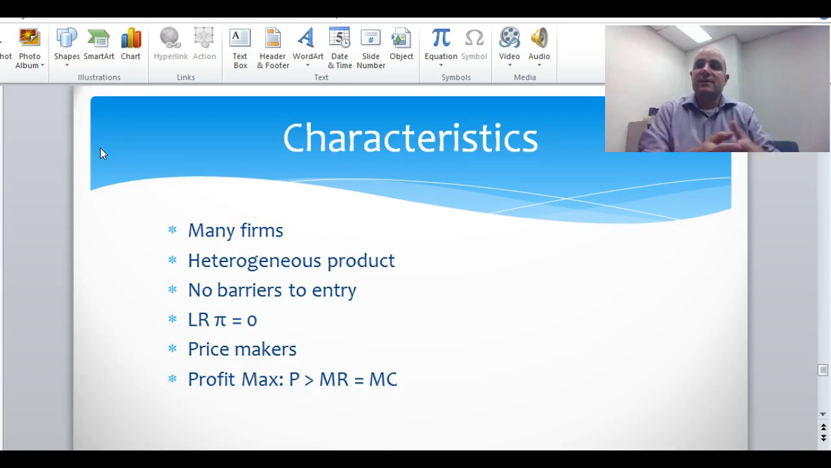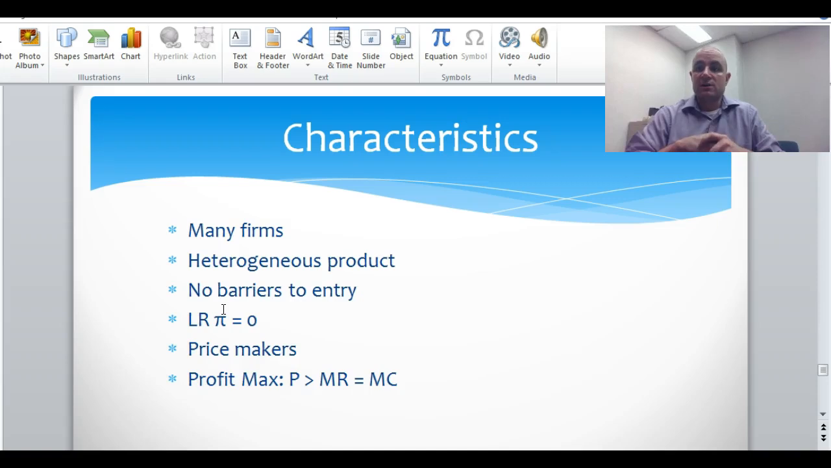This market is really a hybrid between perfect competition and a monopoly. So just like with perfect competition, you have many firms, no barriers to entry, and long run profits end up getting driven to zero. However, unlike perfect competition, they have a heterogeneous product, which means that no product is exactly the same. They're all a little bit different.